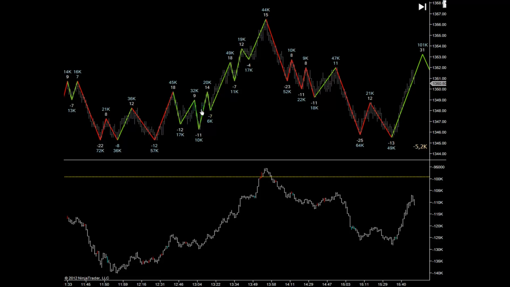Now, if we look at the pullbacks, we can see that the pullbacks are lower in size. We don't have the delta. You might have got wiggled out in this area here. You got your first pullback there. If you were very tight with your stop, you got wiggled out of your trade.